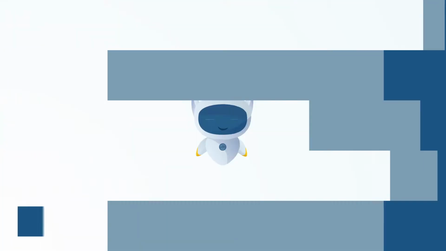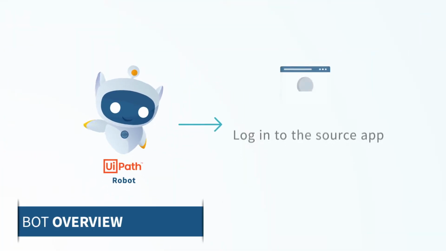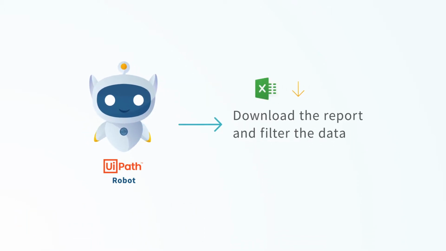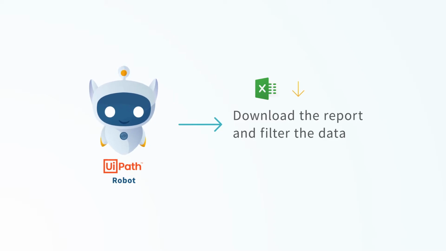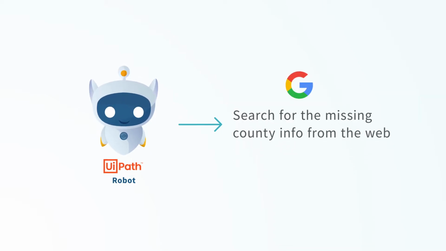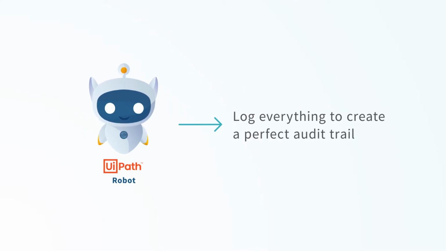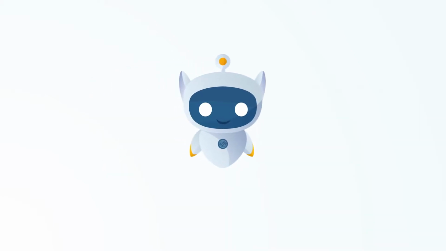Our bot will log into the source app, navigate to the reporting section, download the right report, filter the missing and incorrect data, search for the missing county information from the web, and go back to the Excel file to fill out the blanks or replace the incorrect values in the county column, all while leaving a perfect audit and reporting trail of the work it's doing. Time to see the robot in action.